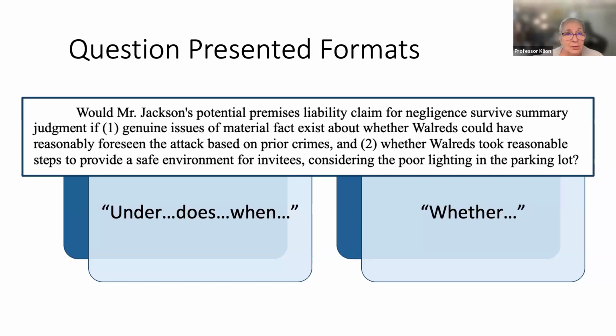Would Mr. Jackson's potential premises liability claim for negligence survive summary judgment? Good question. Note that there is no controlling jurisdiction or law that precedes it, only the question. If genuine issues of material fact exist about whether Walridge could have reasonably foreseen the attack and whether Walridge took reasonable steps to provide a safe environment for invitees. So again, we have two legal conclusions and no facts because we didn't follow the under, does, when, which would force you to have what you need in your question presented.